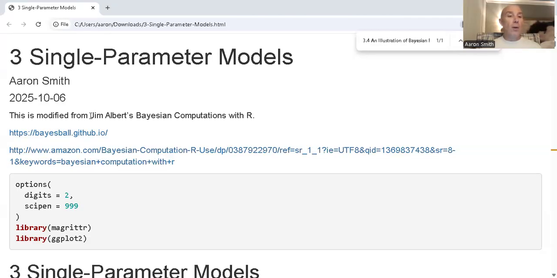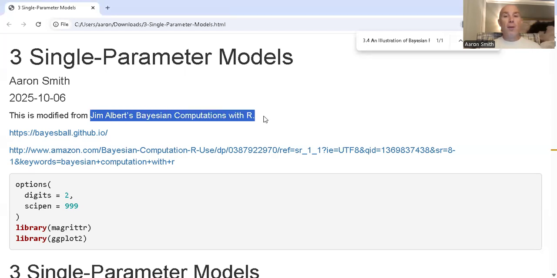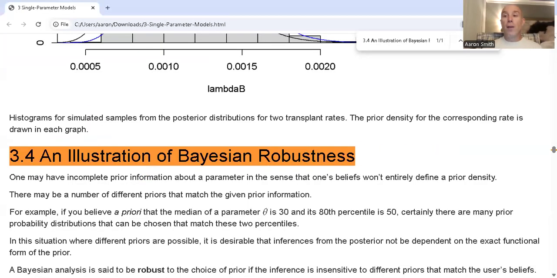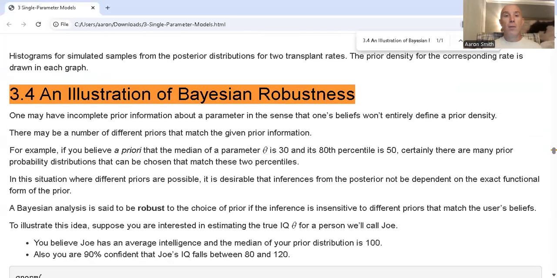All right, so what we're going to do is go over section 3.4 from Jim Albert's Bayesian Computation with R. Here is his website, and here is the page on Amazon if you want to buy the book. It's also available through Springer Link. University of Central Florida students can download the book for free. All right, so let's get down to the section.